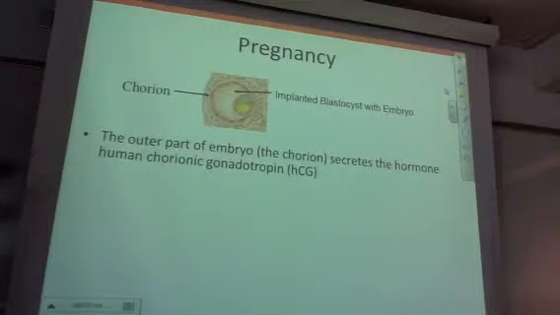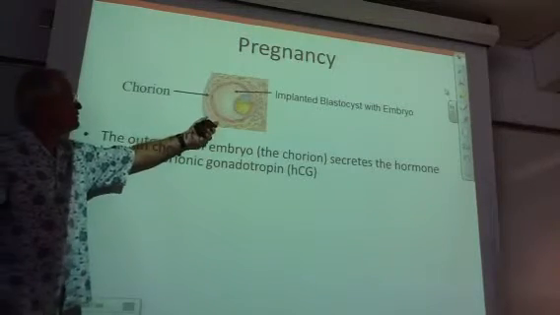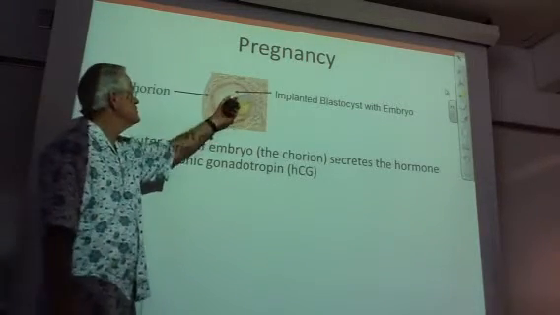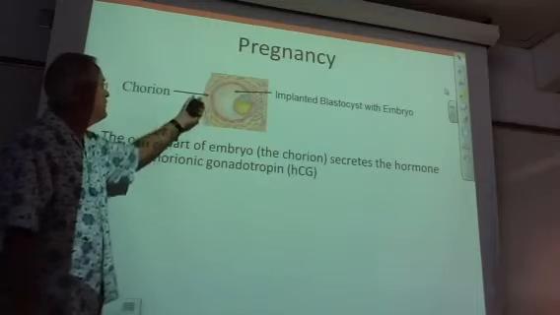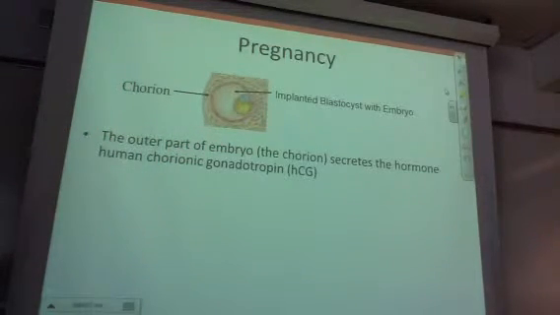Now the outer part of that embryo, if you want to call it, it's not really this here, but the outer part of the blastocyst is called the chorion. And what it's doing early on is secreting something we talked about the other day.